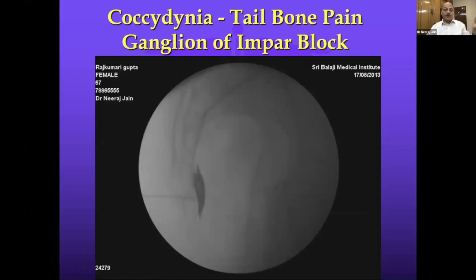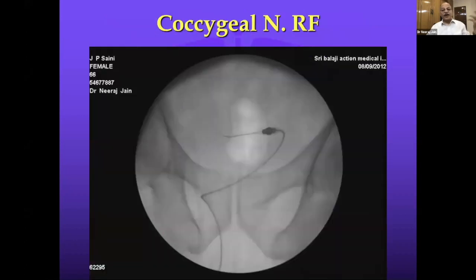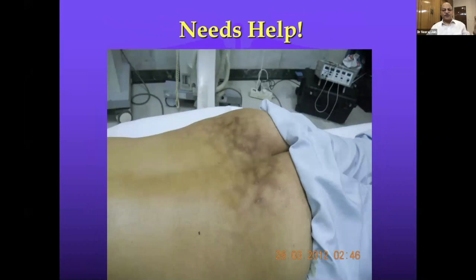Coccygeal pain, beautifully told, which is the pain of the tail, the nerve of the tail, and what you do is an impar block. You may do a neurolysis, RF, and obviously I add on, I do coccygeal nerve RF. It gives a very, very good response in this subset of patients. Very good response. Don't lose out on these patients. They are your bread and butter. They give you 100% response.